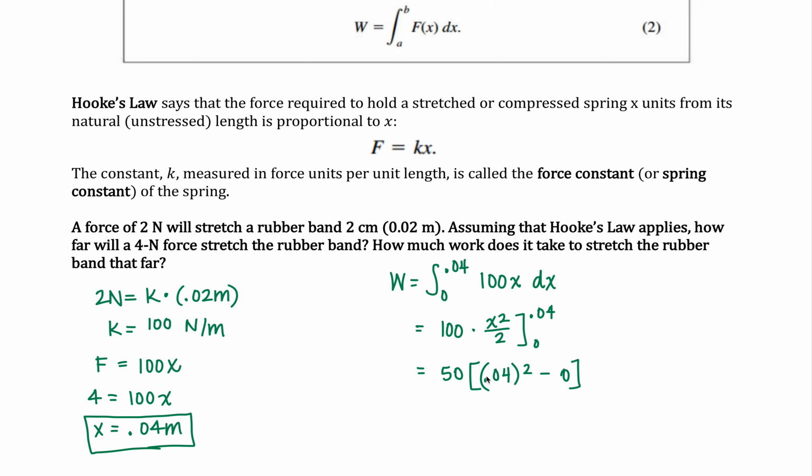If you multiply out 0.04 squared, you're going to get 0.0016. Obviously that minus 0 doesn't do anything. Then multiplying 50 times that 0.0016, we're going to get 0.08 joules. I use joules, which is Newton meters, because we're dealing with the metric system here.